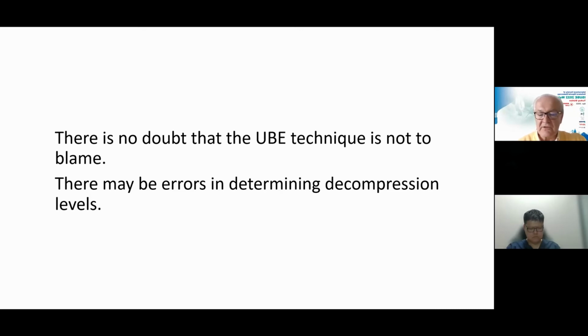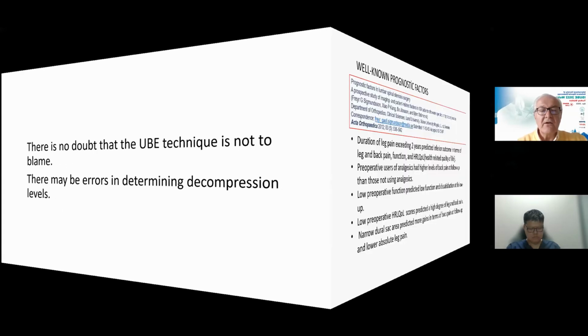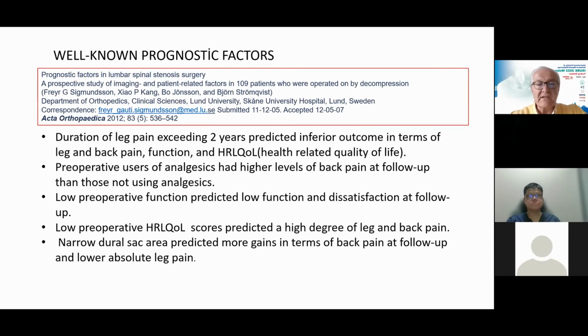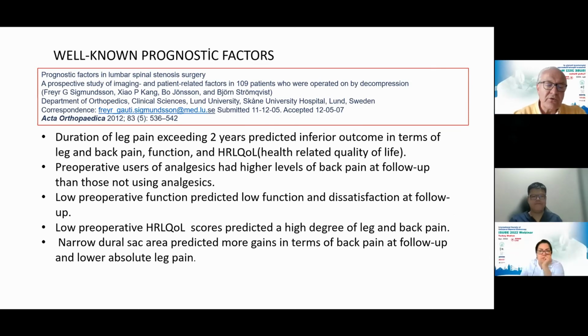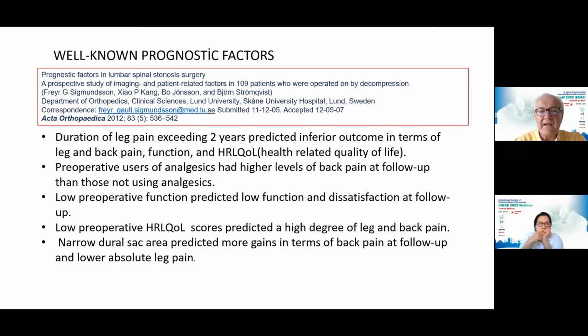This is the pathologic point. And the postoperative prognosis, about the postoperative prognosis, of course, there are some acceptable points. For example, duration of leg pain exceeding 2 years predicted inferior outcome in terms of leg and back pain, function and health-related quality of life. Preoperative users of analgesics had higher levels of back pain at the follow-up than those not using analgesics. Low preoperative function predicted low function and dissatisfaction at follow-up.